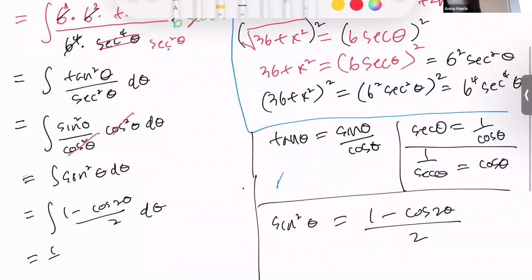Can I just put the 1/2 in the front and then put 1 minus cosine 2 theta d theta? Because I like to put the 1/2 in the front. Easier on me. Okay. Now what do I do?